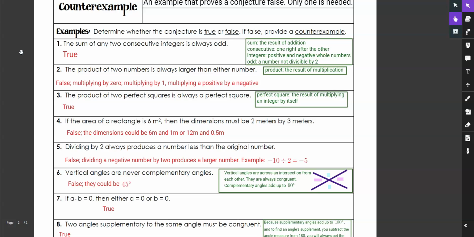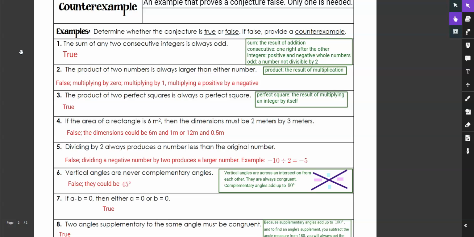Number 4, if the area of a rectangle is 6 meters squared, then the dimensions must be 2 meters by 3 meters. This statement is false. The dimensions could be 6 and 1, or it could even be 12 meters and half a meter. Number 5, dividing by 2 always produces a number less than the original number. This statement is also false. Dividing a negative number by 2 produces a larger result. For example, negative 10 divided by 2 is negative 5, and negative 5 is greater than negative 10.